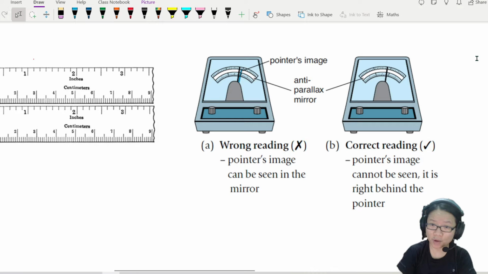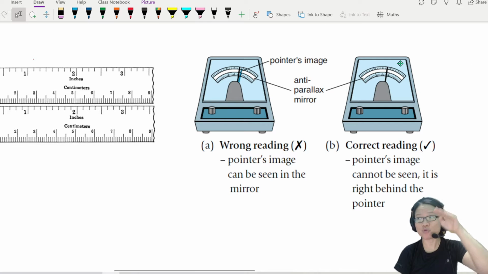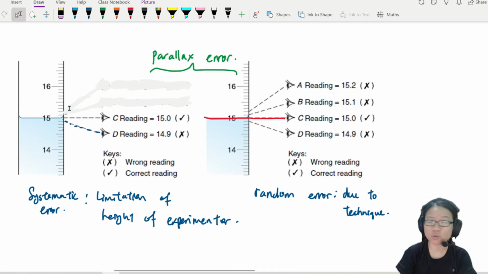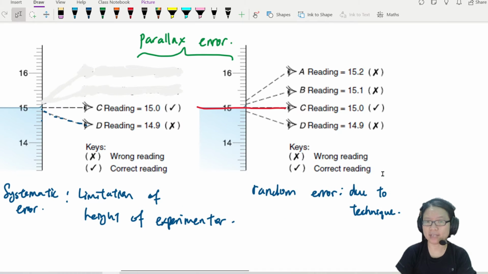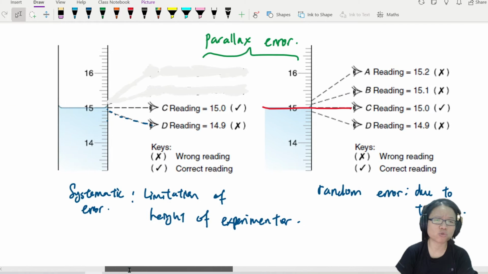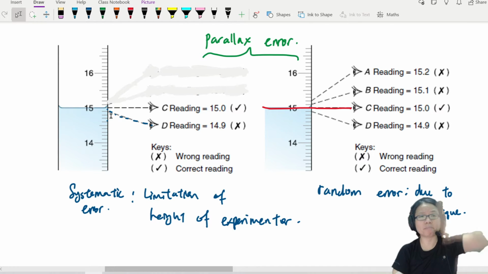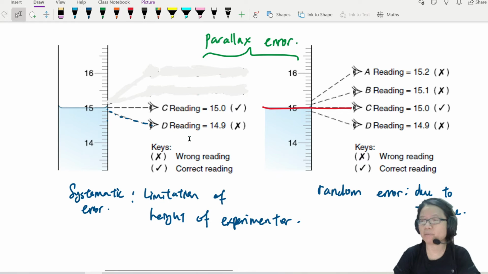The reading is correct when you put your eye right on top of the needle. So your eye has to be right on top of what you want to see. This is random because it could be due to technique. But sometimes maybe you are limited by the fact that you are too short. There's no way to do it safely, so you're always looking up at the experiment. So then maybe you cannot know.